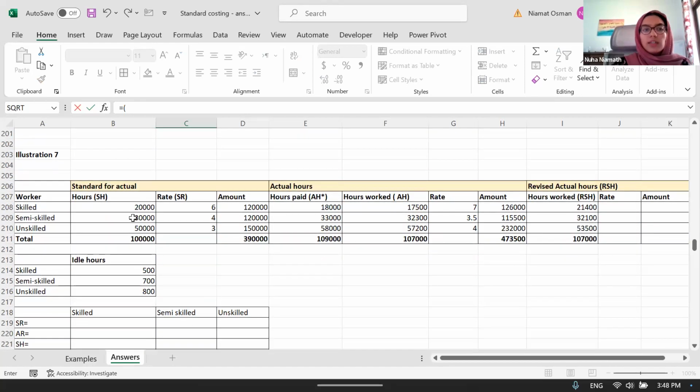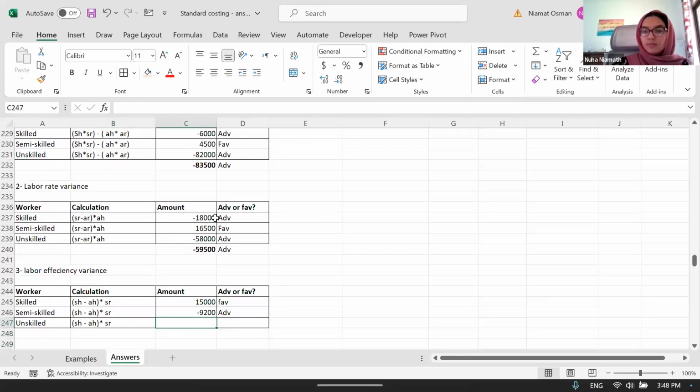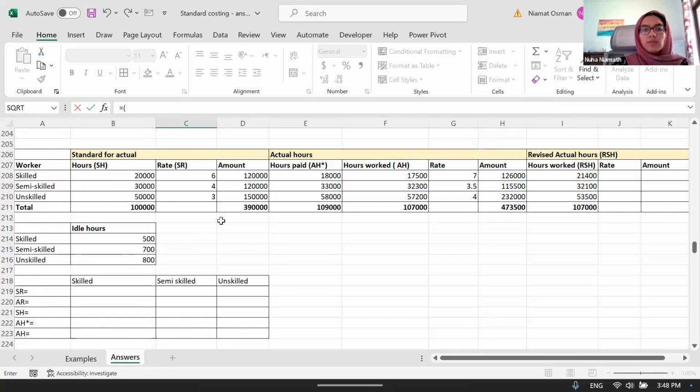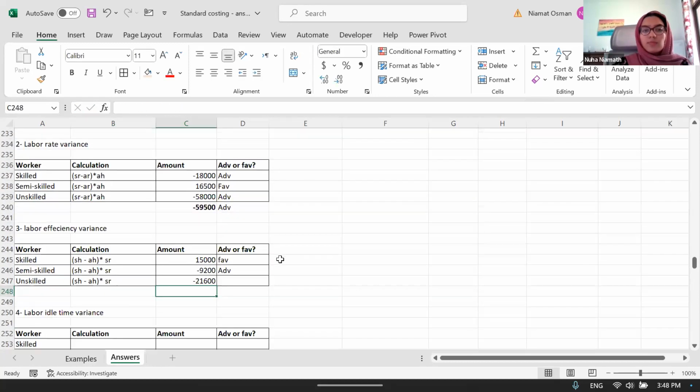Now, standard hours minus actual hours worked. So here we have worked for more hours. So this is definitely adverse for us. And for unskilled, we had to work for 50,000, but we have ended up working for 57,200. So that is again adverse. All right. So the total variance comes to 15,000.